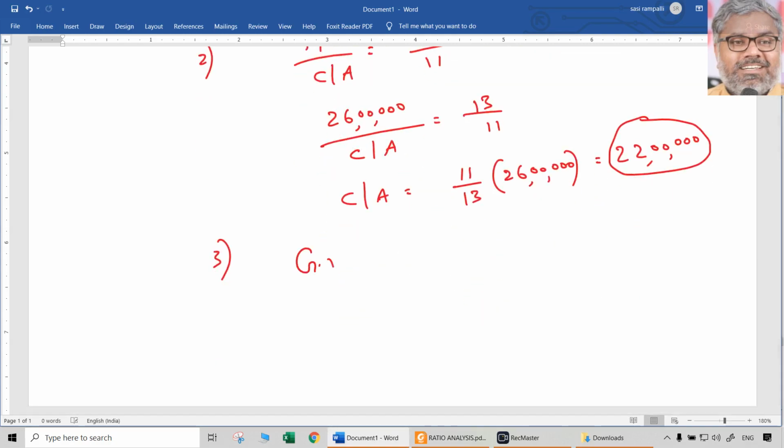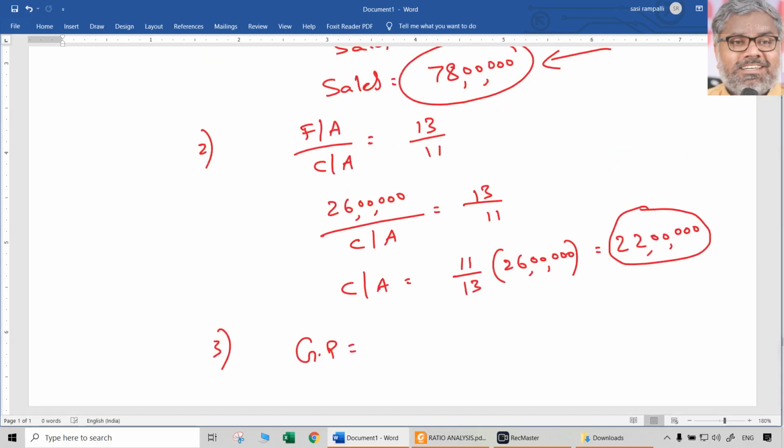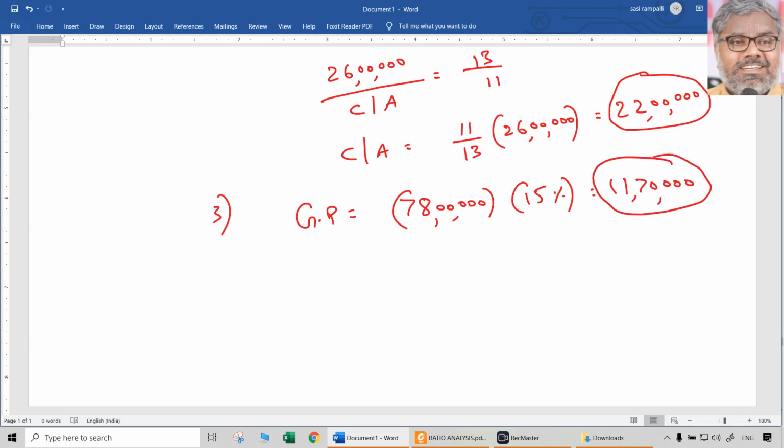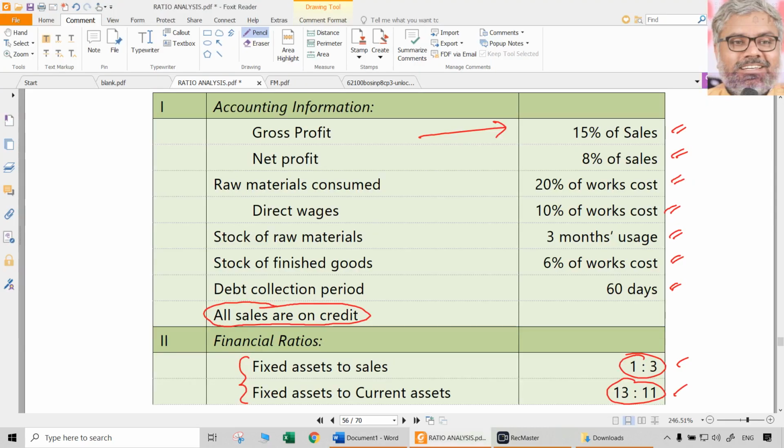So gross profit is 15% of 78 lakhs. So 78 lakhs multiplied with 15% will be 11 lakhs 70,000. That is gross profit. 11 lakhs 70,000. That automatically means how much will be cost of goods sold.